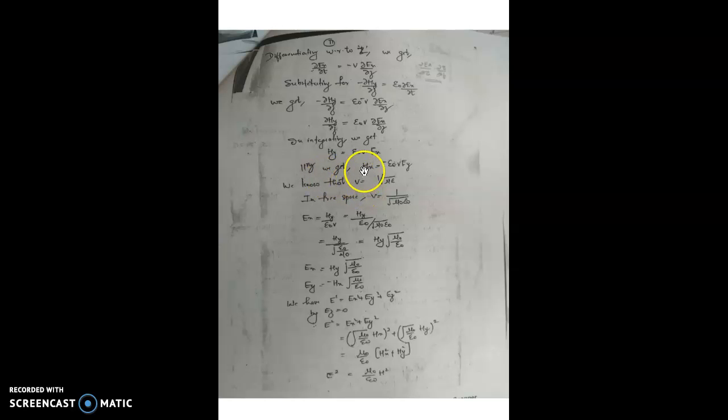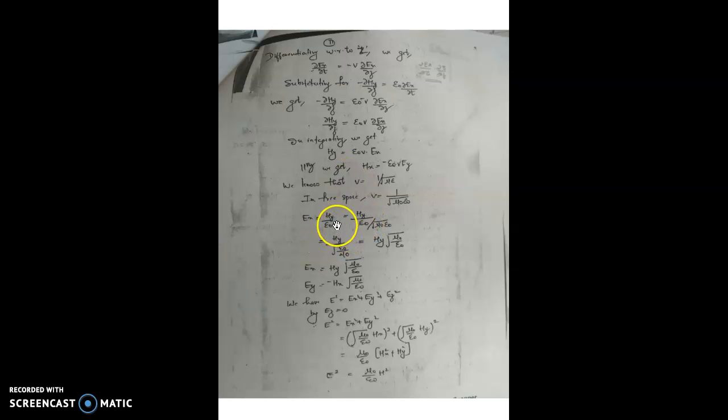Similarly, Hx will be equal to minus epsilon 0 v into Ey. And we know that the velocity v will be equal to 1 by root mu epsilon. In free space, mu is equal to mu 0 and epsilon is equal to epsilon 0, so you will get v is equal to 1 by root mu 0 epsilon 0. And Ex will be equal to Hy by epsilon 0 v from this equation.